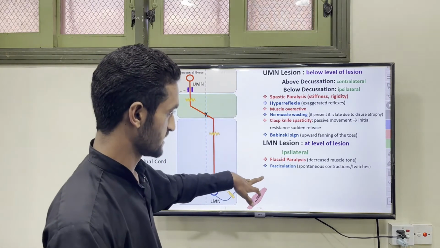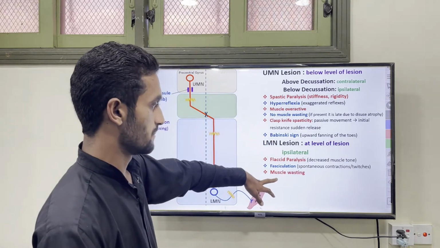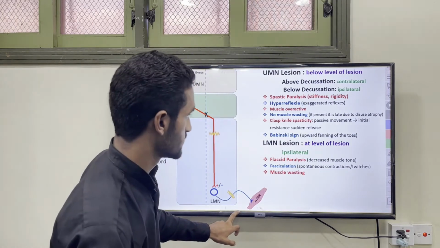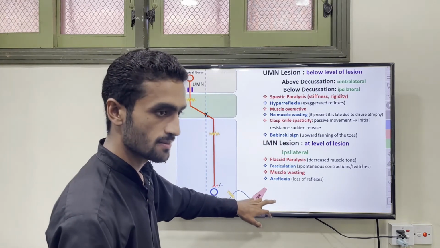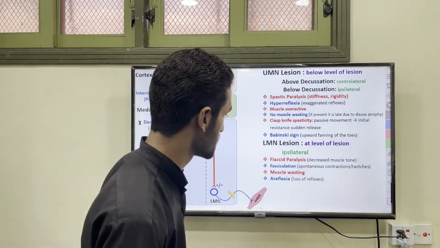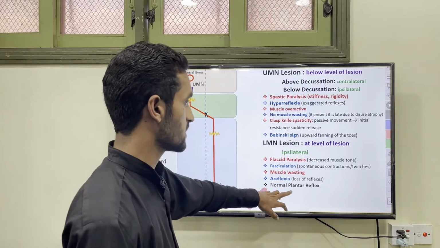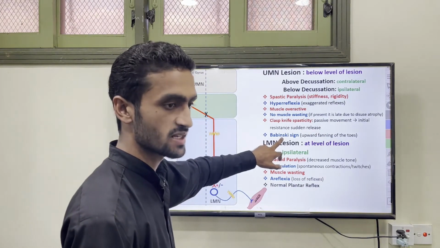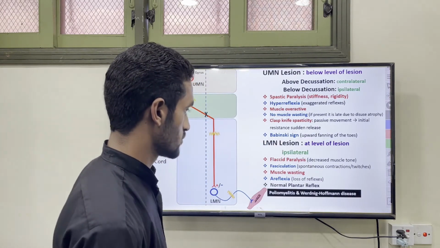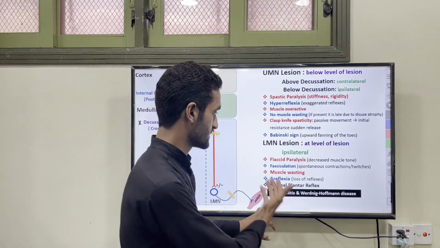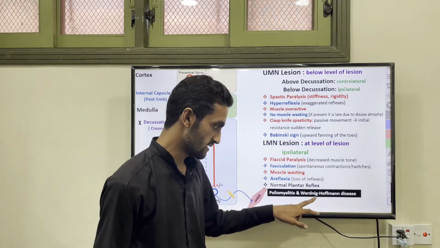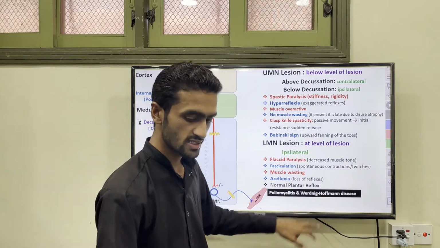And muscle wasting, because there is no innervation. There is areflexia: when you try to check the reflexes, there is loss of reflexes. The plantar reflex is normal, meaning the Babinski is negative. An example of lower motor neuron lesion is poliomyelitis and Werdnig-Hoffmann disease.